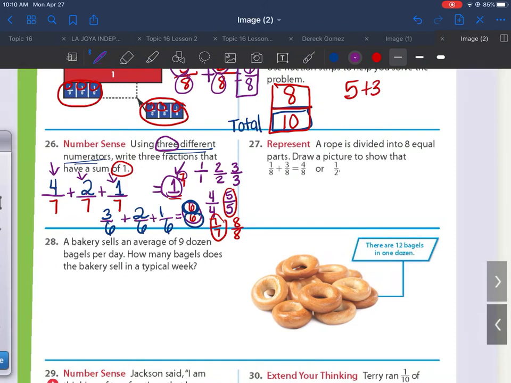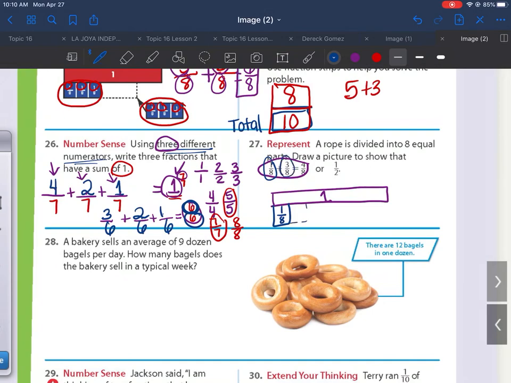Number 27. Represent. A rope is divided into 8 equal parts. Draw a picture to show that 1/8 plus 3/8 equals 4/8 or 1/2. So they want me to draw a picture to show this. So I'm going to go ahead and start by doing first my 1 whole, because we're talking about fractions. How many eighths do you have? 1/8. So I'm going to go ahead and sketch 1/8.